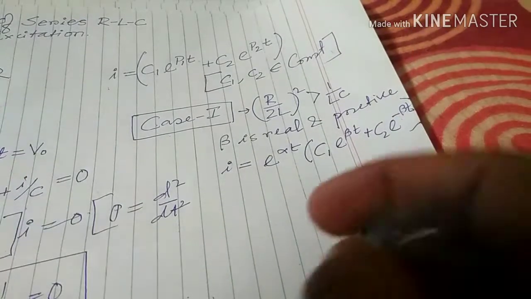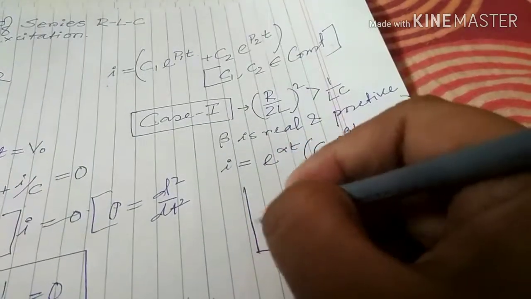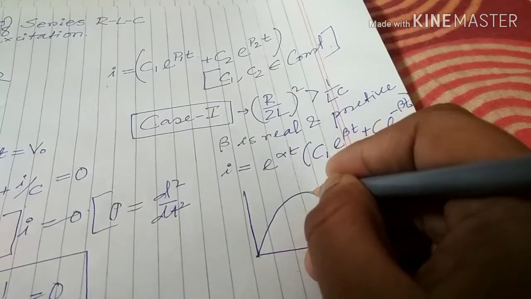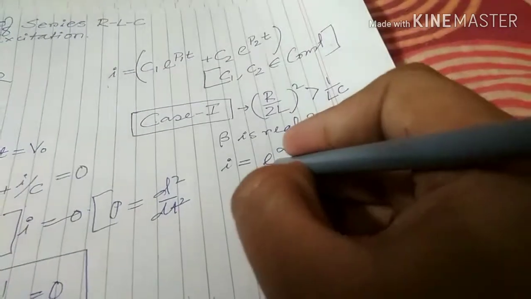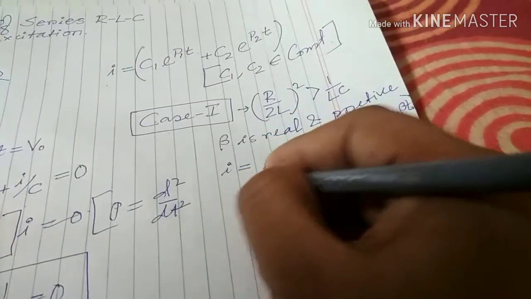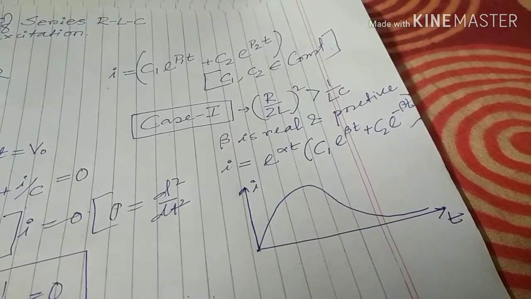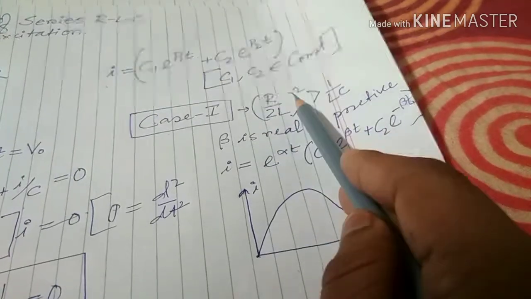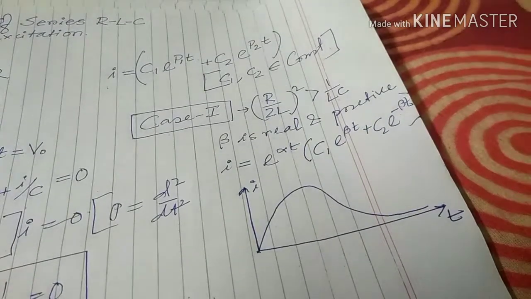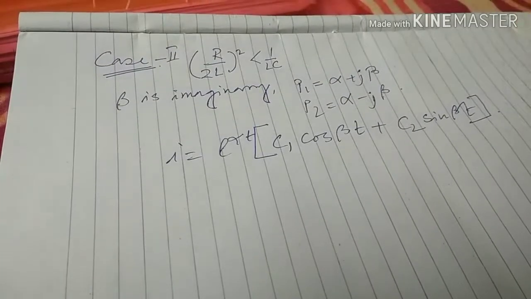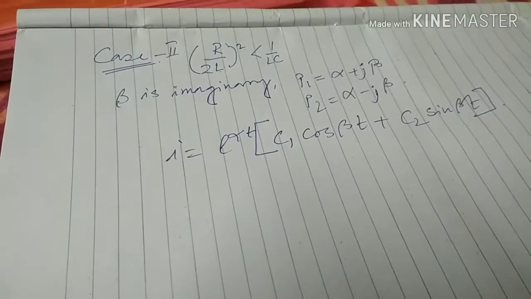So how does the curve look? The curve looks like this. This is a peak and it is decreasing gradually. This is the overdamped condition, and this is I, this is t. So this is the graph when (R by 2L) whole square is greater than 1 by LC, or discriminant greater than 0.